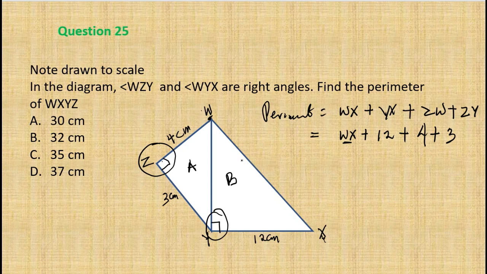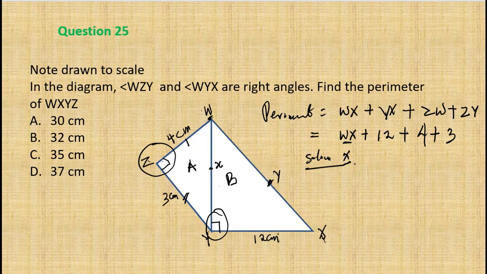How do I find WX first? I have WZ, which is 4. I have ZY, which is given as 3, but I don't have this side. Let's label it as X. If I have X and I also have YZ, I'll definitely be able to look for this side. Let's label this side as Y. Now, to find X first, I'm going to solve for X.